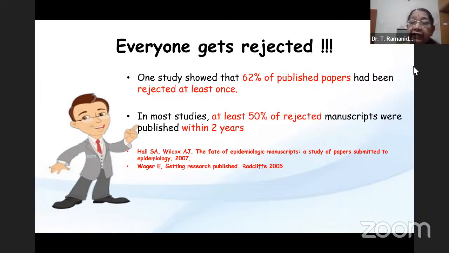It is not uncommon for any article to get rejected, and everyone has gone through that phase. One study showed that 62% of published papers had been rejected at least once. In most studies, at least 50% of the rejected manuscripts were published within 2 years. That means either your choice of journal was wrong, or there was something in the article that made the editor reject that manuscript. So you would probably have corrected that.